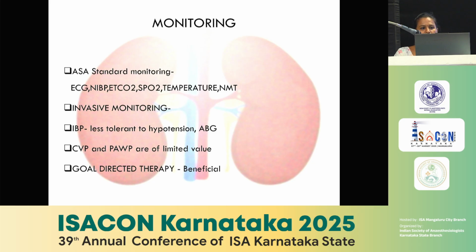Monitoring: apart from ASA standard monitoring, in hemodynamically unstable patients, IBP may be necessary because these patients are less tolerant to hypotension, along with frequent ABG to look for metabolic disturbances and electrolyte balance. In dialysis patients with pulmonary hypertension, CVP and pulmonary artery wedge pressure are of limited value and might not correlate exactly. So goal-directed parameters like cardiac output monitoring and transesophageal echocardiography can be used in hemodynamically unstable patients.